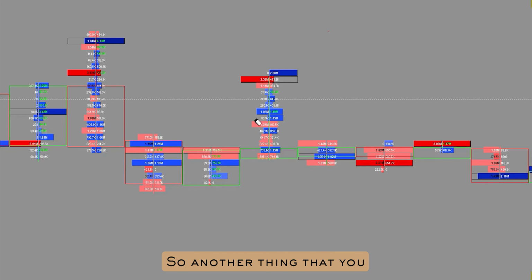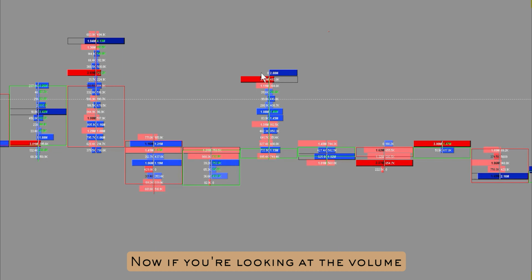So another thing that you might notice is that I have different text color. You see that there is green text right here, there's black text right here, and the rest of the text, the standard text, is white. Okay, so what this is indicating to me are imbalances.